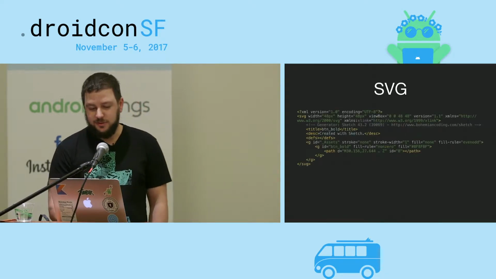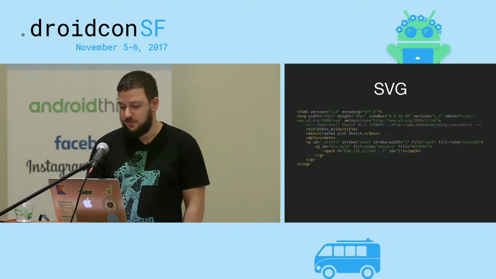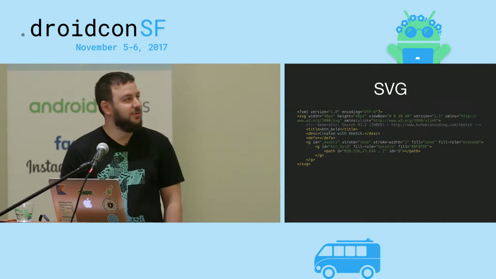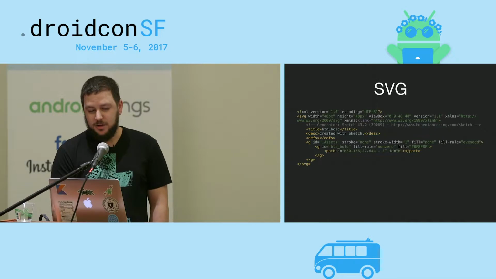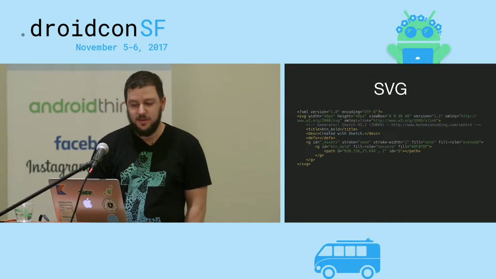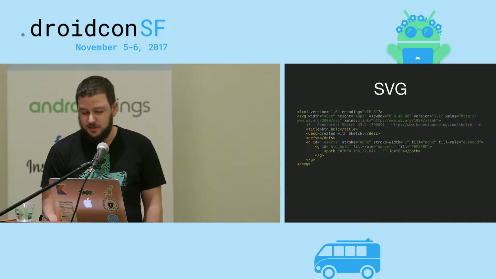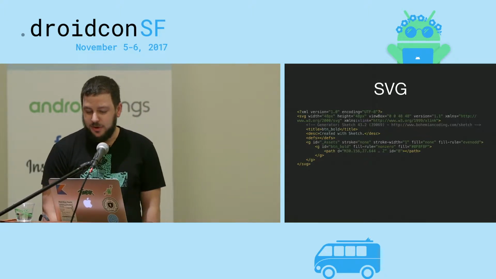So this is what an SVG file looks like. And as you can clearly tell, it's not very human readable. But as Android developers, we know how to read XML files. So it's pretty obvious that there's an SVG element, and some of its attributes make sense, like the description element.